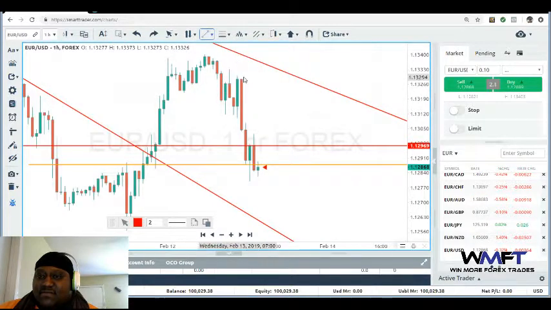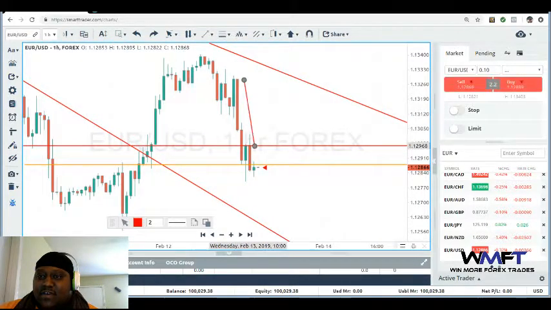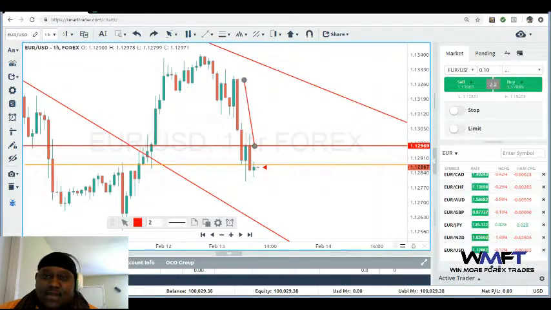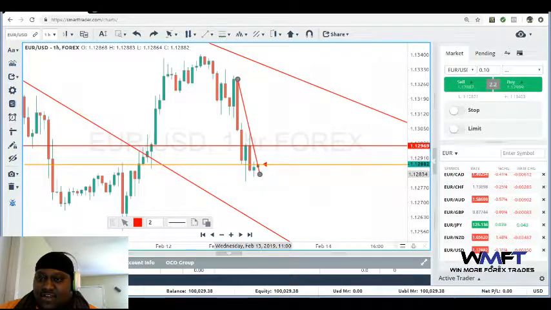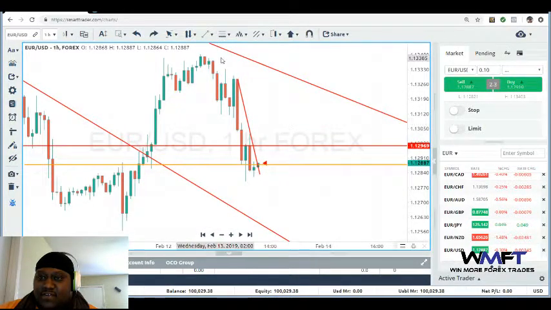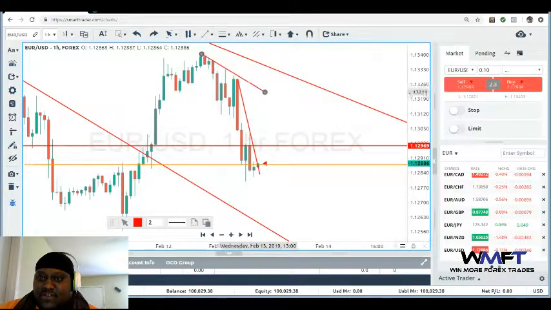And actually, let's draw this trend line from here. What was that? I don't like that. Let's try it again. Trend line. We can actually draw that. That's a very aggressive downtrend line right there. Very aggressive. And there's another counter trend line right there.